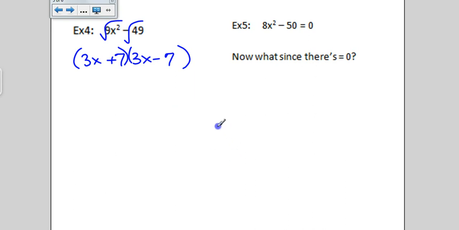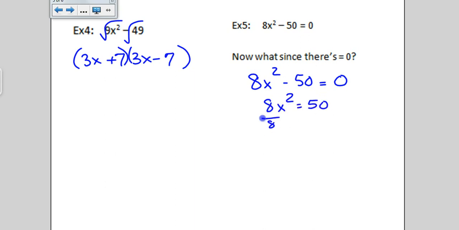Now in example 5, not only do they want you to factor, this time they actually want you to go ahead and solve, because it says equals 0. So we have two ways to do this. You can factor out what's in common and try to factor it like normal, or you can just solve it using square roots. The reason we can use the square root is because there's only one x in the problem, there's not multiple x's, so we can just isolate it. So I'm going to go ahead and add the 50 over. Not the only way to do this problem, but it sure does work nice. And then I'm going to go ahead and divide by 8.